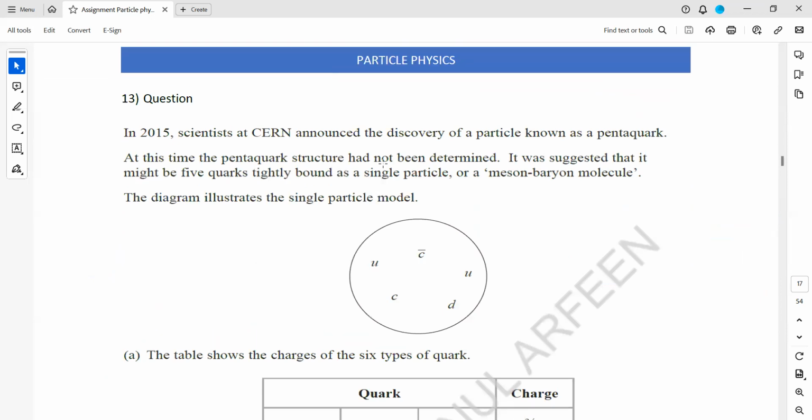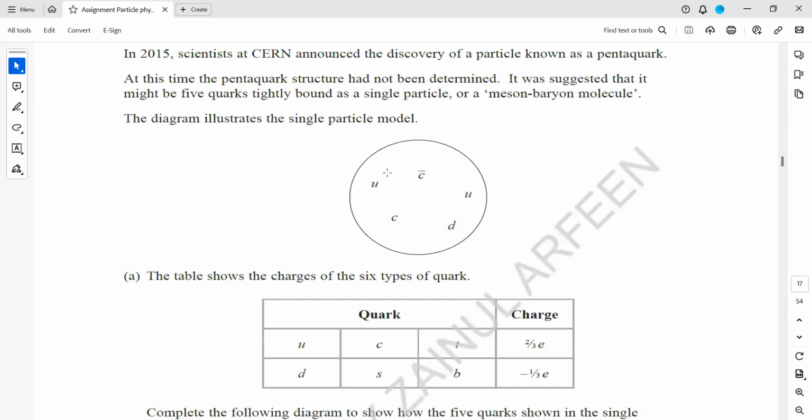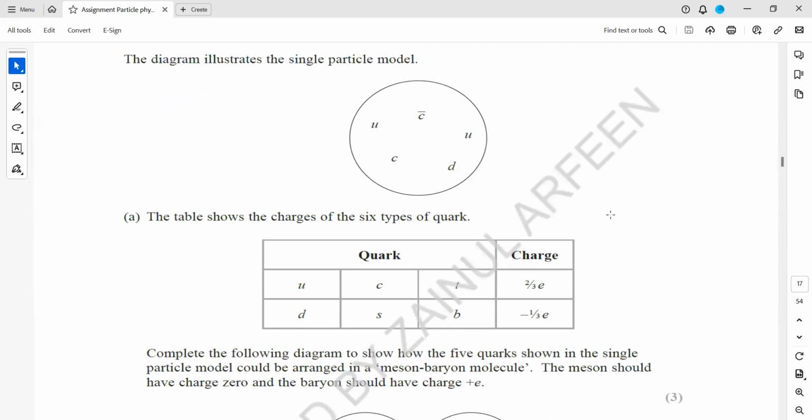In question 13, in 2015, scientists at CERN announced the discovery of a particle known as a pentaquark. At this time, the quark structure had not been determined. It was suggested that it might be 5 quarks tightly bonded as a single particle or a meson-baryon molecule. The diagram illustrates the single particle with the 5 quarks. The table shows the charge.